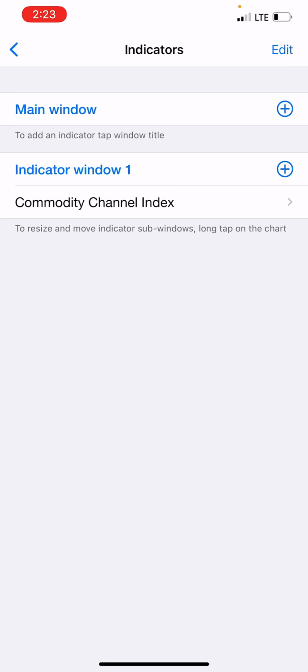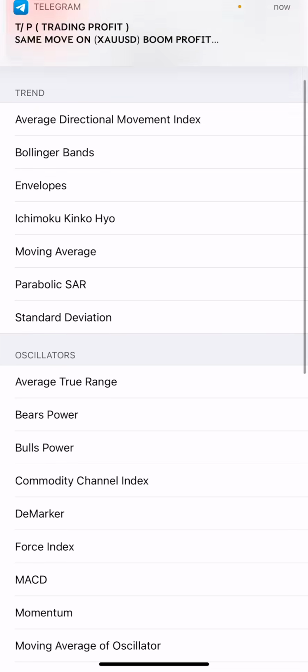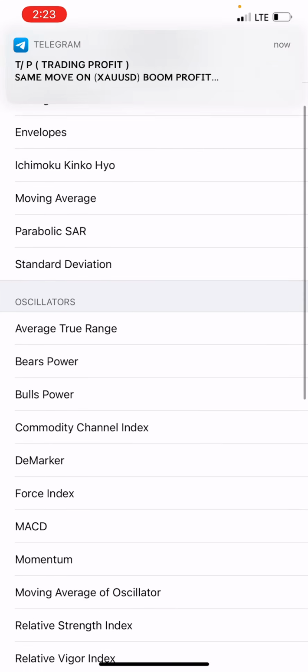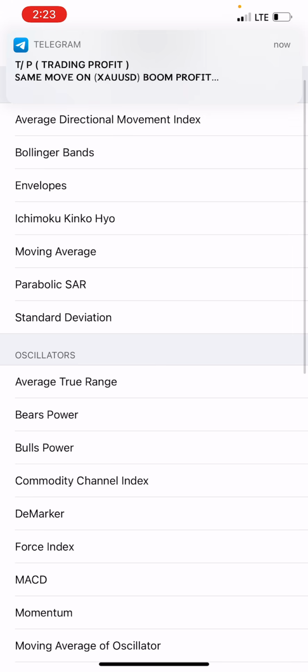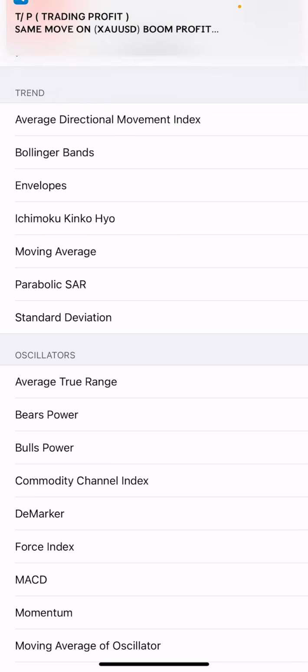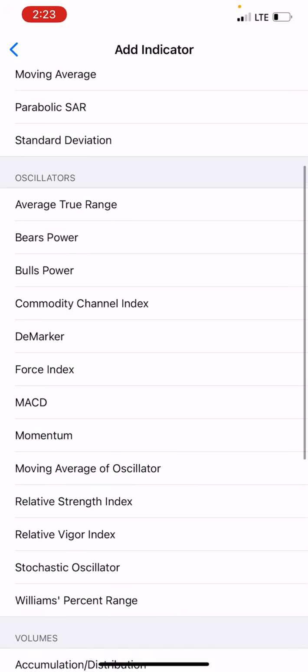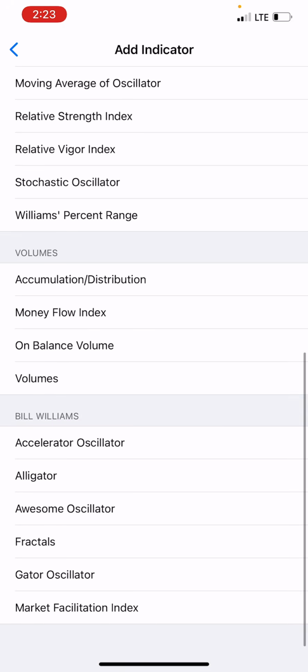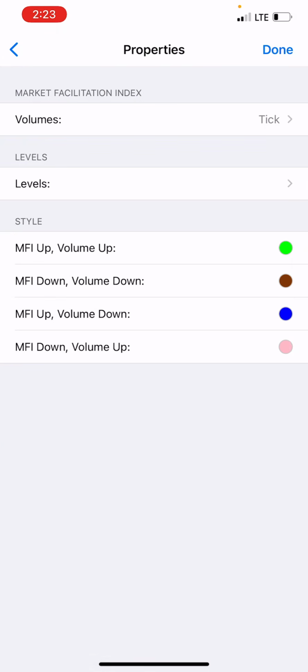Then the next indicator is a moving average. But first, let's set the Market Facilitation Index. The Market Facilitation Index should be in indicator window 1, not on the main chart. So you search for it, Market Facilitation Index. It's the last indicator there.